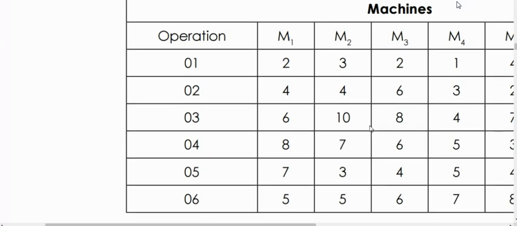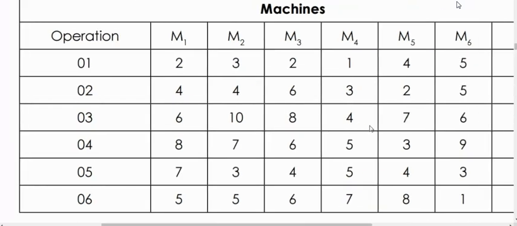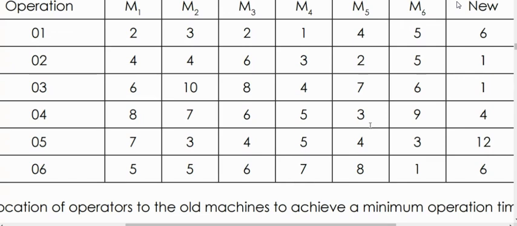They are telling that there are 6 operators and there are 6 machines, but the company is planning to introduce a new machine. So to introduce a new machine, they have to replace an existing one. So they are asking you with which machine they should replace the new machine. You have to tell them whether it is M1, M2, M3, M4, M5 or M6. Which machine is obsolete, which should be replaced and the new one should be introduced.